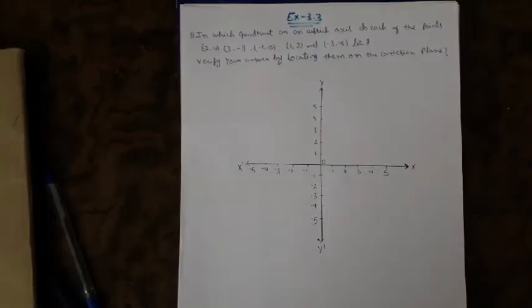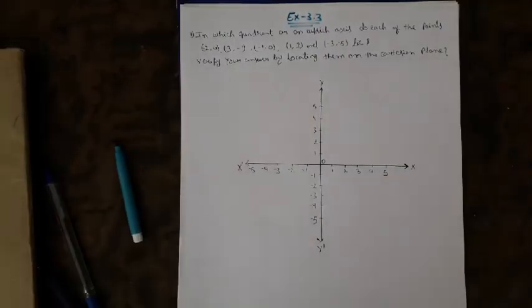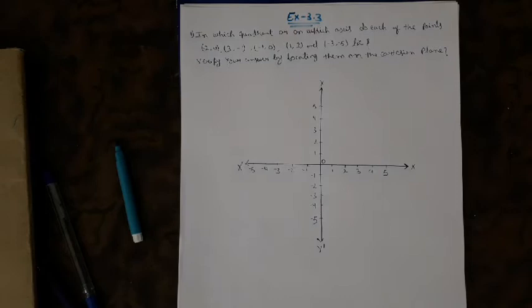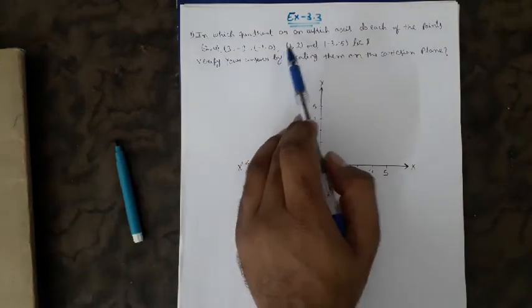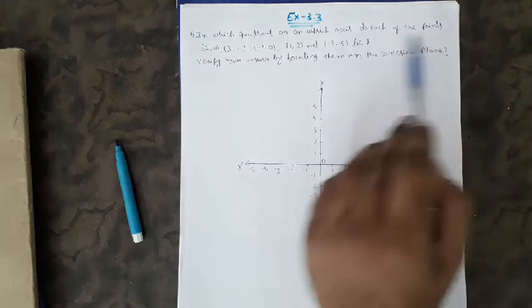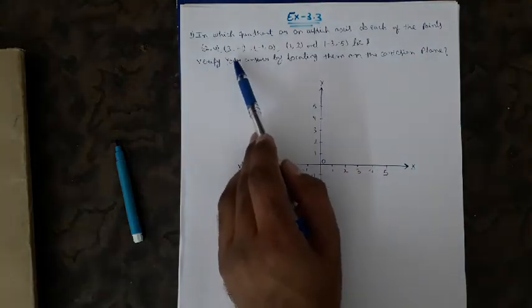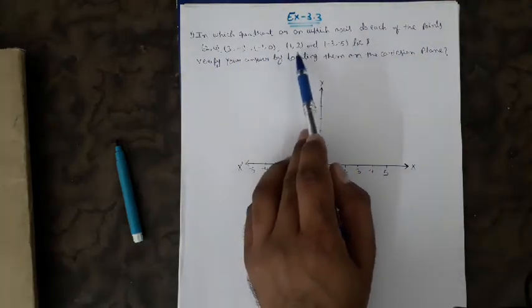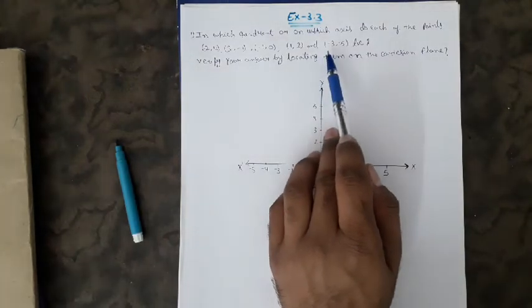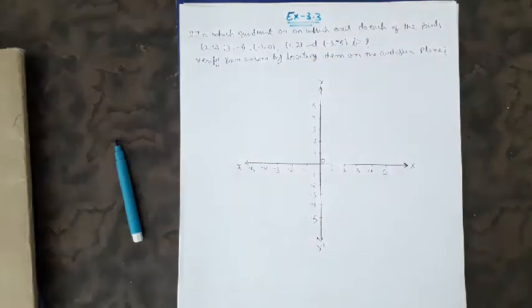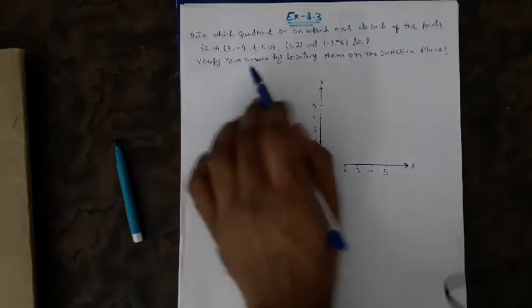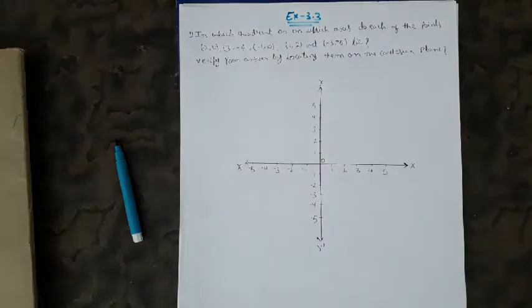Okay, so here we have completed exercise 3.2. Now we are starting the last exercise of chapter 3, that is exercise 3.3. The very first question of 3.3 is: in which quadrant or on which axis do each of the points (-2, 4), (3, -1), (-1, 0), (1, 2) and (-3, -5) lie? Verify your answer by locating them on the Cartesian plane.